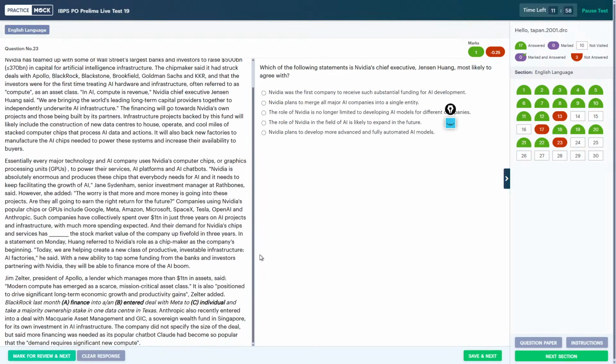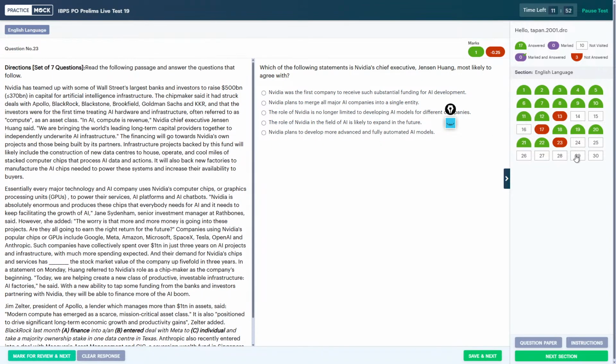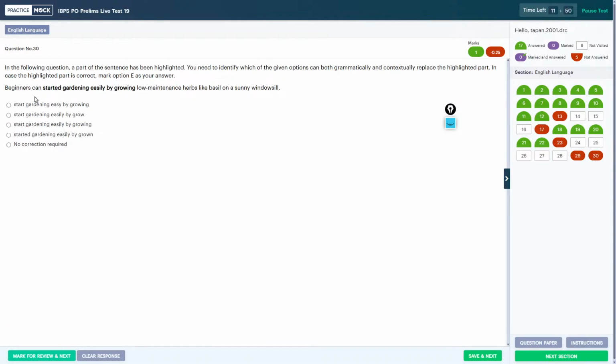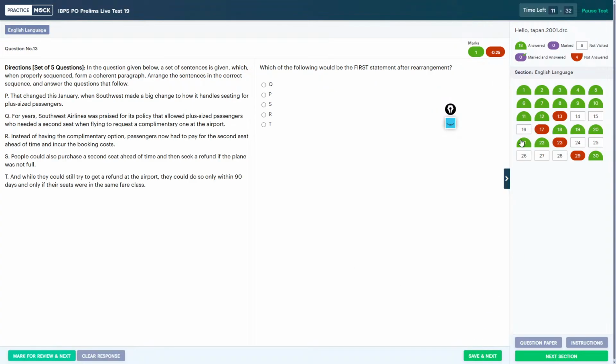Okay, the RC has 7 questions. It's quite big, but related to GPU, so it won't be that boring. So yes, the last question. Beginners can start gardening easily by growing low maintenance herbs. Okay, I will do this one first.